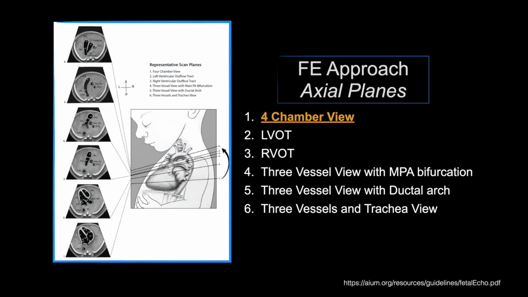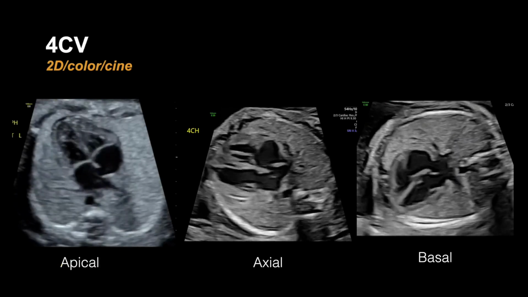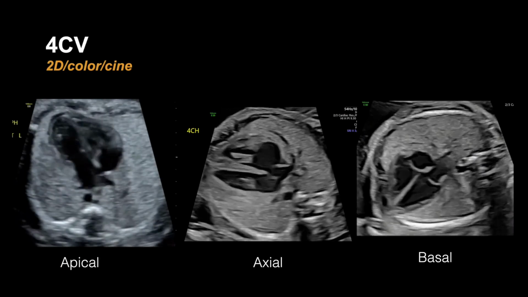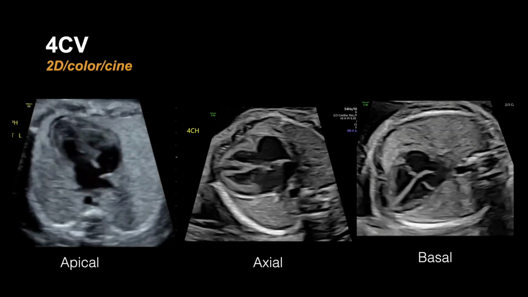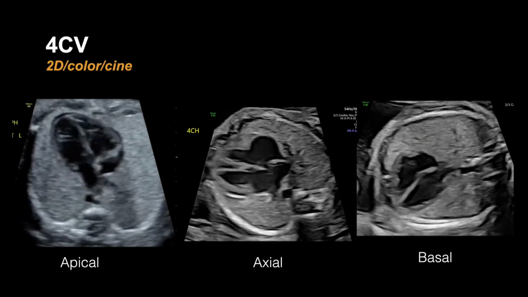Now looking at more details of our axial planes, let's start by looking at the 4-chamber view. So the 4-chamber view, again, needs to be documented with 2D color and cine. But I think it's also important to note that the 4-chamber view doesn't include just one plane.